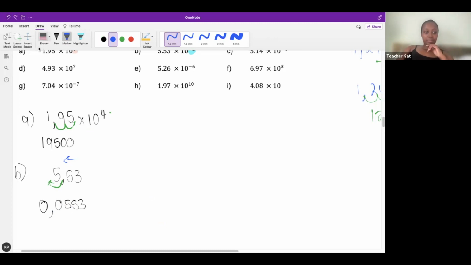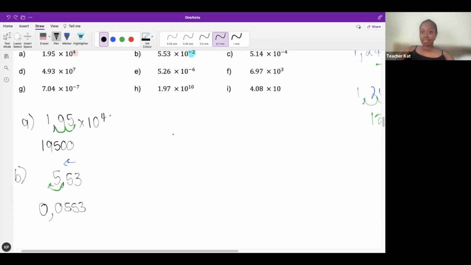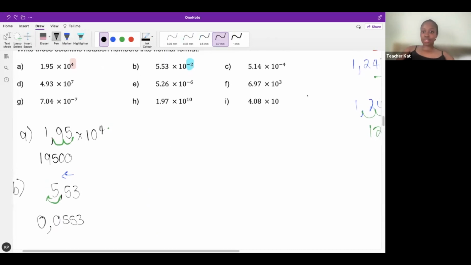Okay, guys, let's do the next one. I have a brain break, guys. I promise you we'll go to brain break just now. Let's just do C and D, and then we're going to brain break. Let's do number C. Again, we have a negative exponent, so are we going left or right? We're going left.